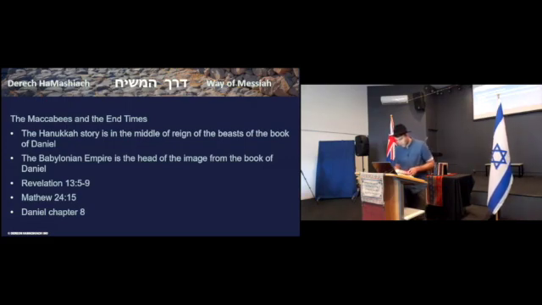Okay, 13:5-9 says this. I'll start with 4. They worshipped the dragon because he had given his authority to the beast, and they worshipped the beast, saying, who is like the beast? Who can fight against it? It was given a mouth to speak arrogant blasphemies. It was given authority to act for 42 months. So it opened its mouth in blasphemies against God to insult his name, his Shekinah, and those living in heaven. And it was allowed to make war on God's holy people and to defeat them.